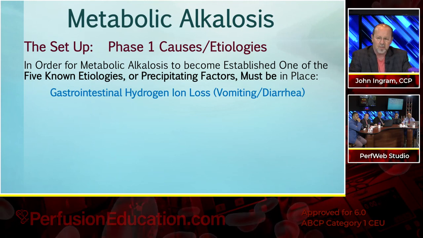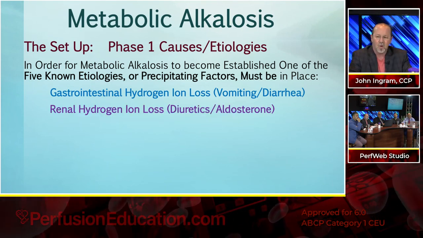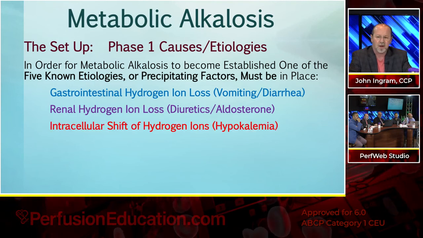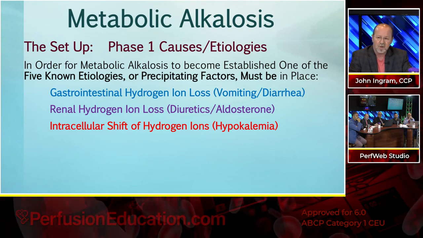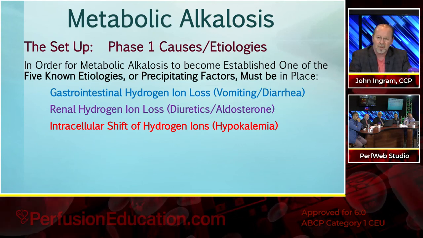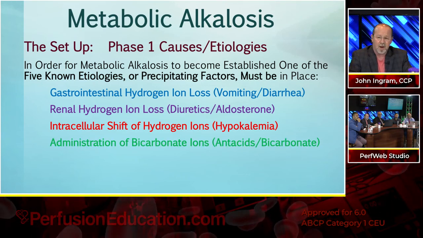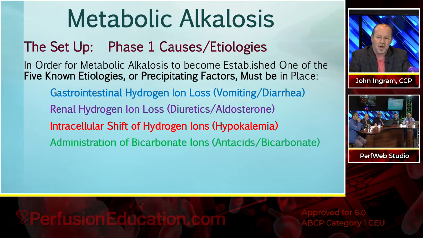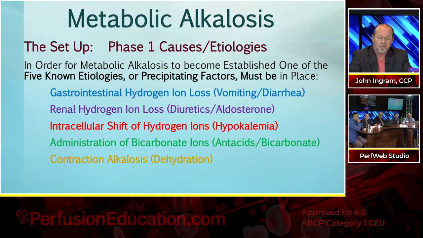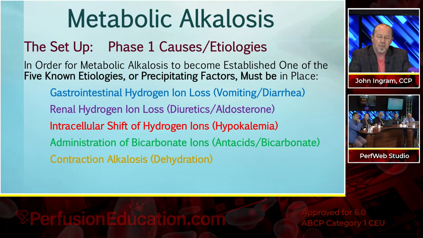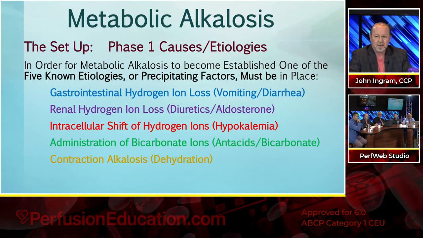It's one of the etiologies that sets up the alkalosis, and what they are is gastrointestinal hydrogen ion loss. In other words, vomiting or diarrhea. You can have a renal hydrogen ion loss, usually through diuretics or our aldosterone levels being high. You can have an intracellular shift of hydrogen ions exchanging with low potassium, hypokalemia. You can also just have an administration of bicarbonate ions, like people who take a lot of antacids, or we can administer too much bicarbonate to the patient in the hospital. But most commonly, it's what's called a contraction alkalosis, which is really a fancy word for patients who become dehydrated.